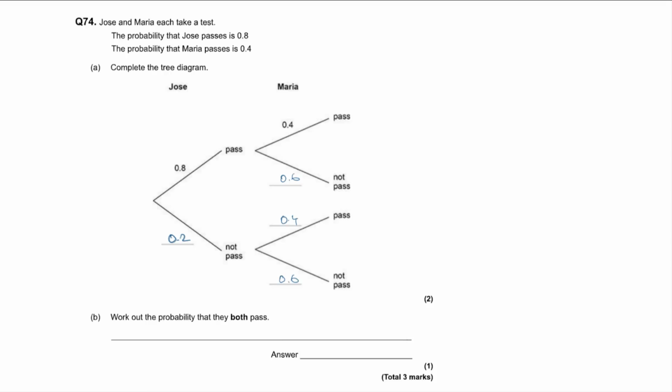Work out the probability that they both pass. So the probability of pass and pass is going to be the 0.8 probability of Jose passing times the 0.4 chance of Maria passing. So what is 0.8 times 0.4? That comes out to be 8 over 25, or as a decimal, 0.32.